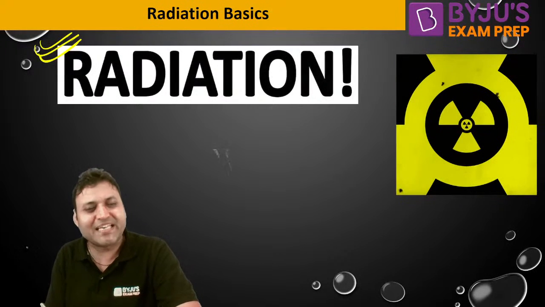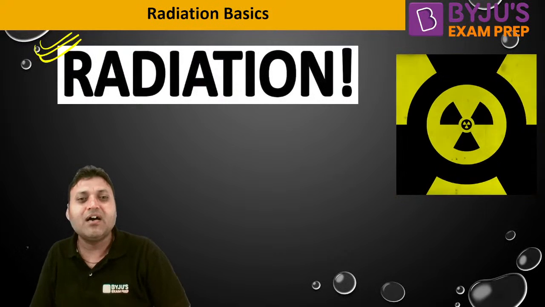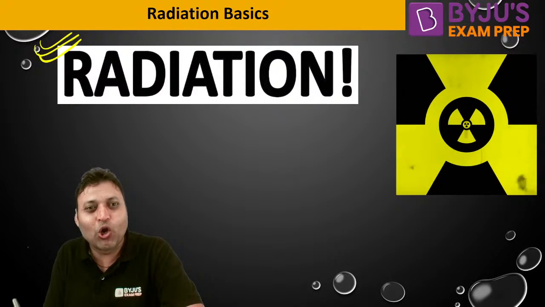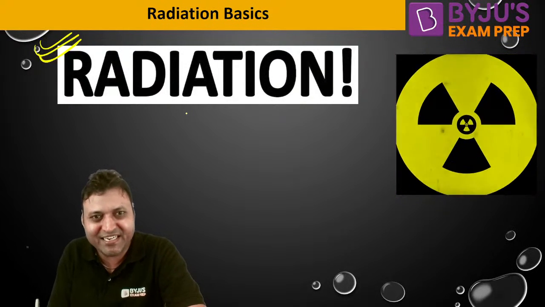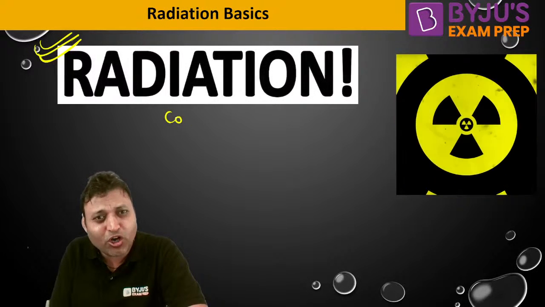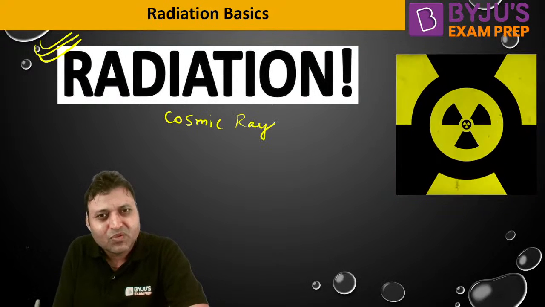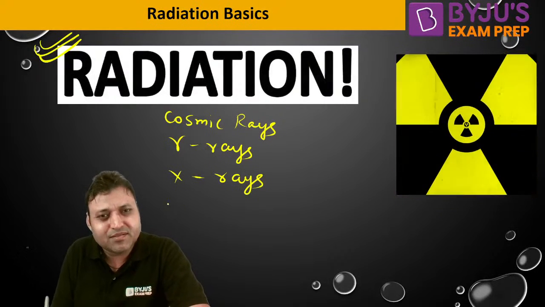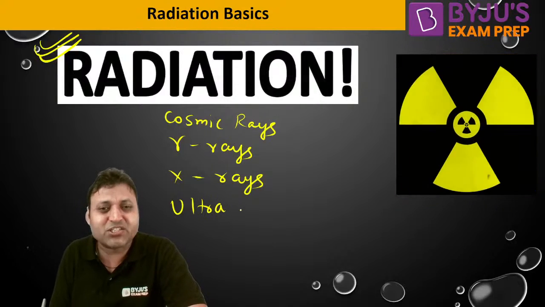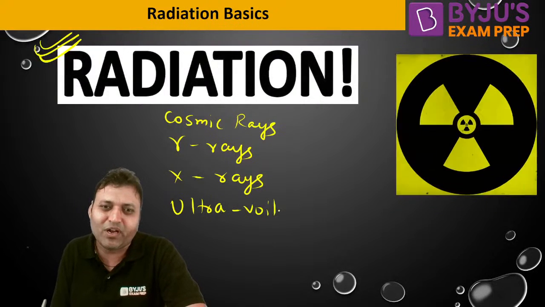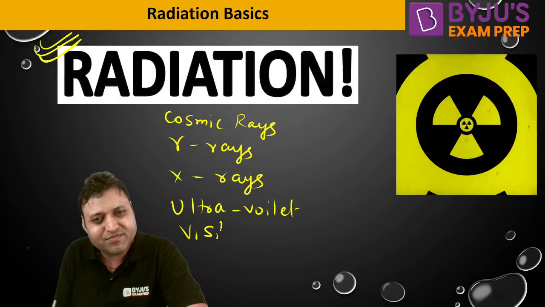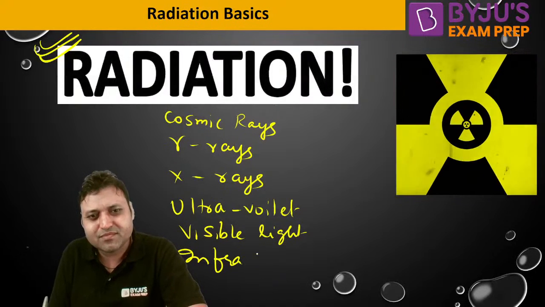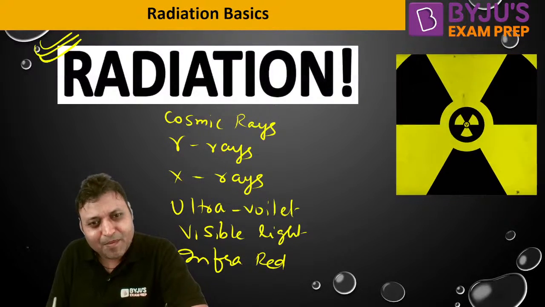So the classification of these electromagnetic waves is based on the wavelength range, and the electromagnetic waves which have the lowest value of wavelength are most dangerous. So the radiation can be classified as cosmic rays. They can be gamma rays. They can be X-rays, ultraviolet, based on the wavelength range. Then visible light. Then infrared. And then microwaves.